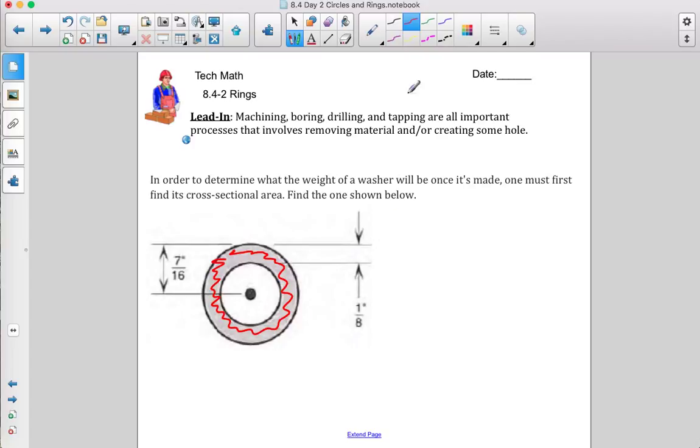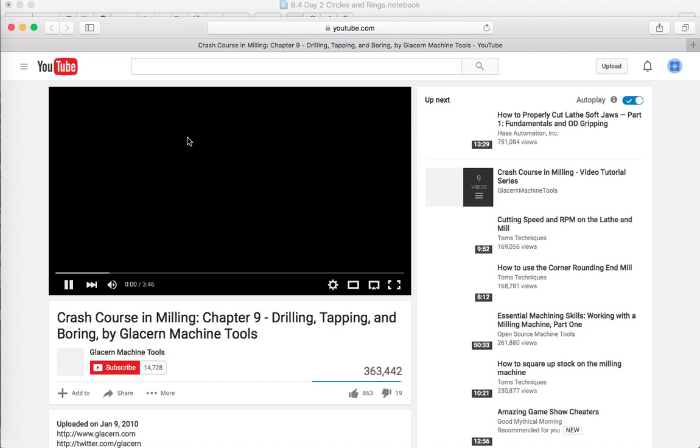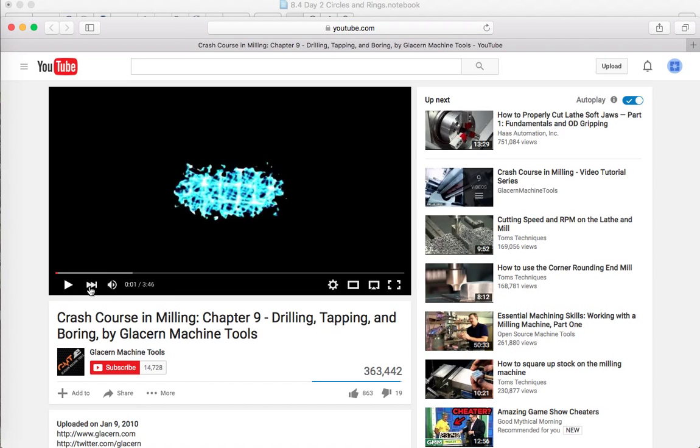I want to know what its area is, and this is used a lot. Machining, boring, drilling, and tapping are all important processes that are involved in removing material and you're creating some hole. So what I'm going to show right now is a little YouTube clip. It's a crash course in milling. It's going to be about 4 minutes long.